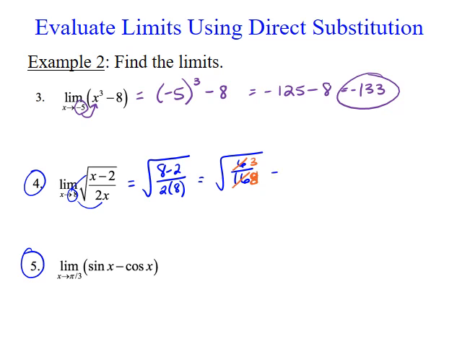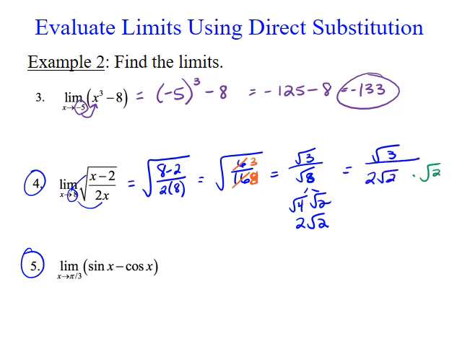So this radical becomes, and I'm just going to write this as the square root of 3 over the square root of 8. Remember, we can break this down into the square root of 4 times the square root of 2, or 2 root 2. So we have the square root of 3 over 2 root 2, rationalizing the denominator. We have the square root of 6 divided by 2 times 2, which is 4. So this would be the final answer.